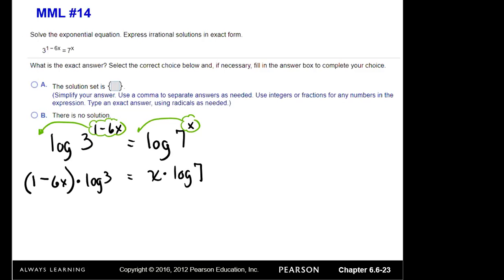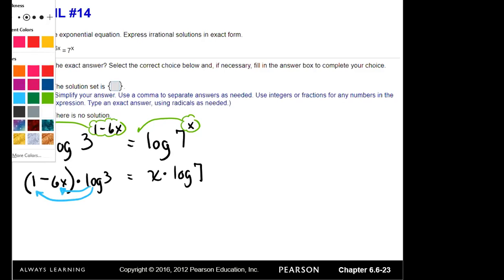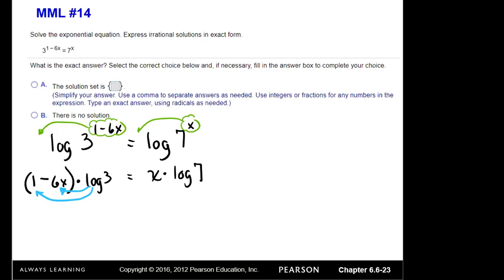All right, now I'm going to have to distribute the log of 3 to clear out my parentheses. So 1 times a log of 3 would just be a log of 3. And then minus 6x times a log of 3 would be minus 6x times a log of 3 equals x times the log of 7.